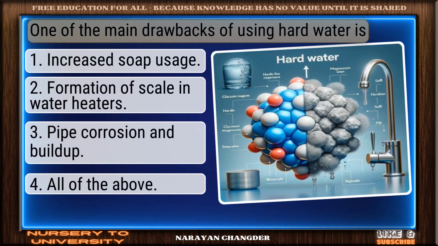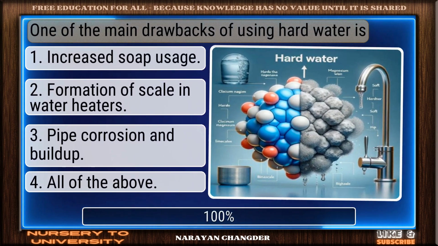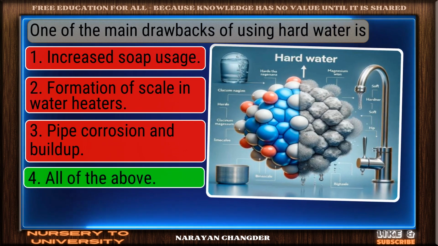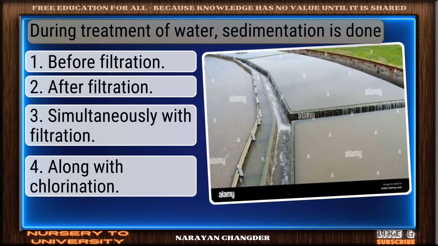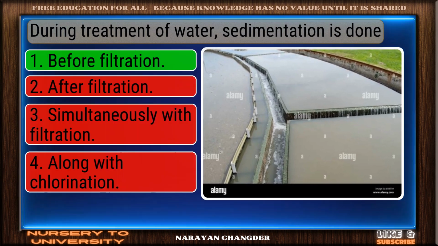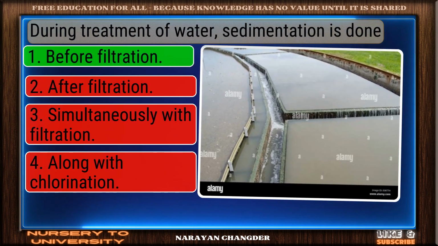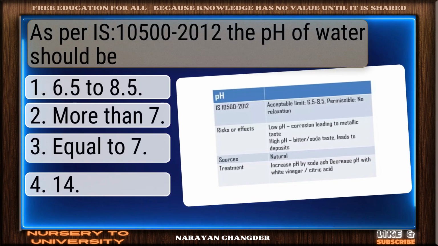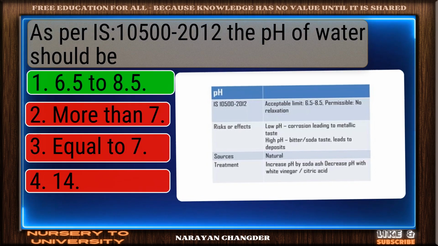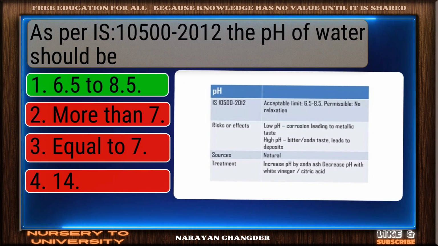One of the main drawbacks of using hard water is... Solid response. All of the above is a valid choice. During treatment of water, sedimentation is done... Nicely done. Before filtration is a solid answer. As per IS 10500:2012, the pH of water should be... Right choice. 6.5 to 8.5 is the best answer.